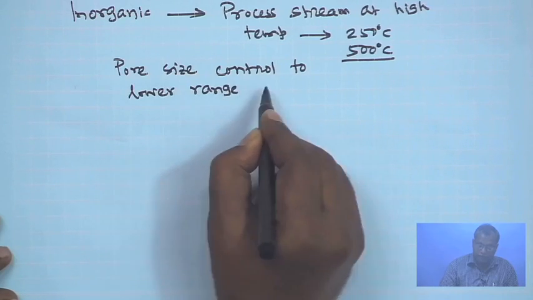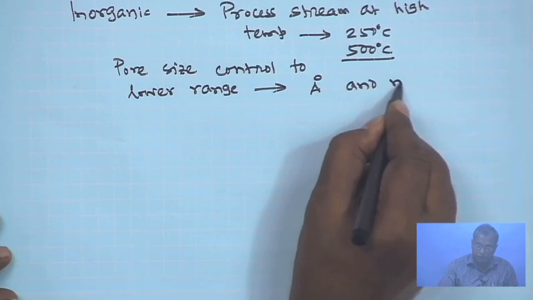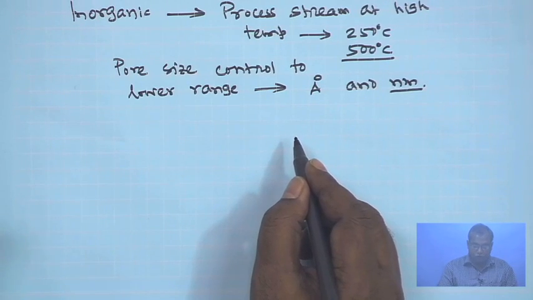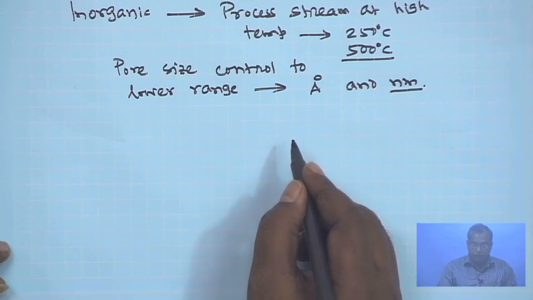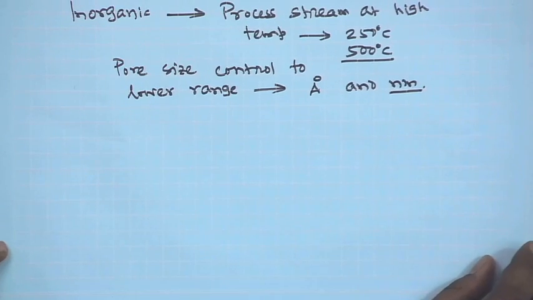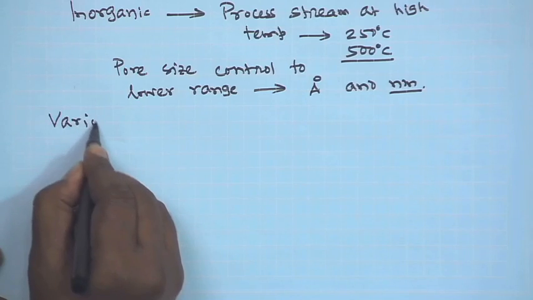What is the lower range? In the range of angstrom and nanometer is not possible. Therefore, inorganic membranes cannot go below micron sized pores, for example, for microfiltration. So, these are the differences between organic and inorganic membranes, and then we will be looking into the membrane casting, various steps of polymeric membrane casting.